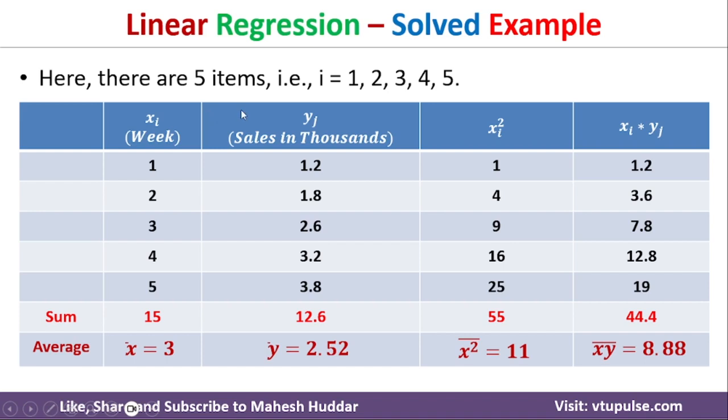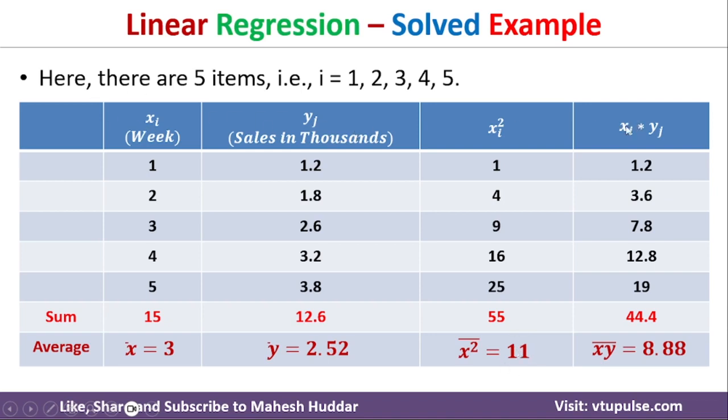Given this x and y, we need to know the mean of x. So we calculate the sum of all these 5 values. We get 15. 15 divided by 5 is the mean of x. Similarly, for the y column, we add all these values. We get 12.6, divided by 5, that is the mean of y. Next we calculate x square, that is 1 into 1, which is 1. 2 square is 4, 3 square is 9, and so on. Once you calculate all these, we take the sum, which is 55. The mean is 55 divided by 5, which is 11.